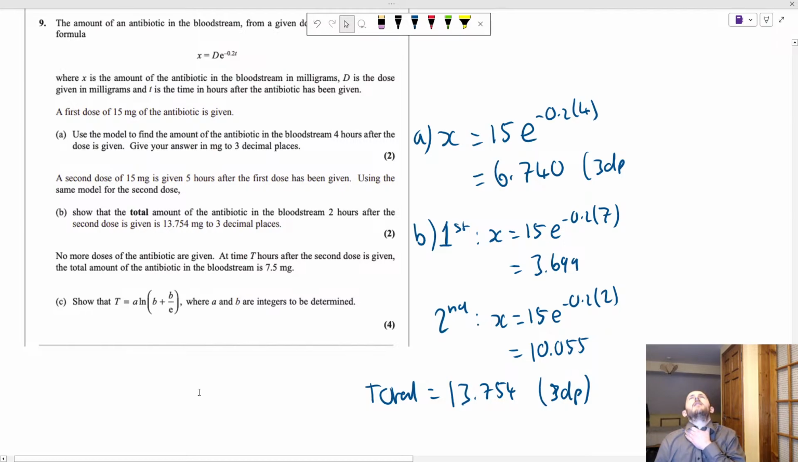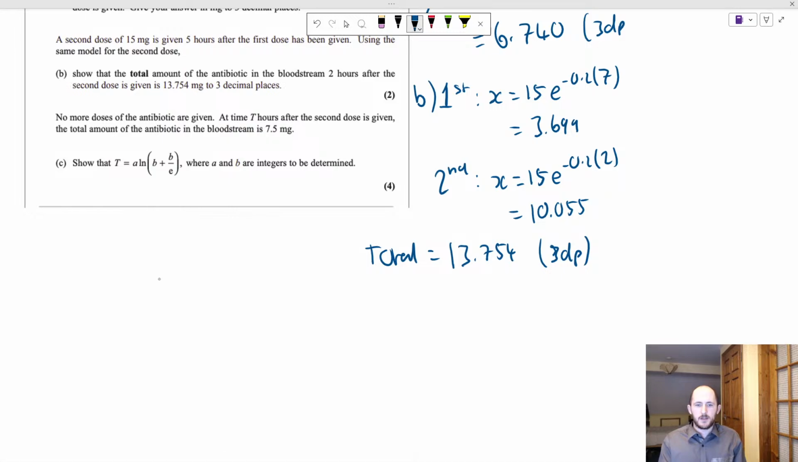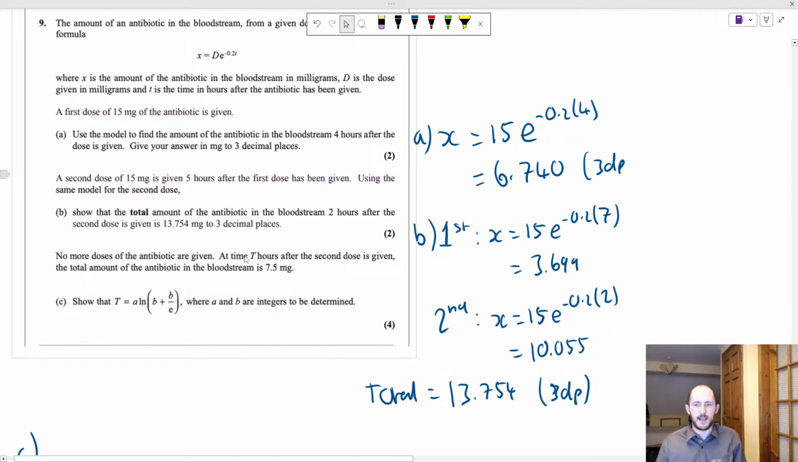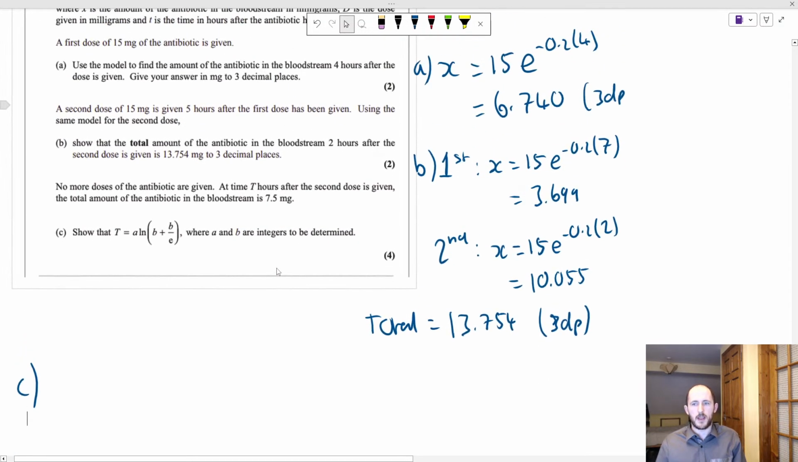Okay. So, this one's going to be interesting. No more doses are given. At time t hours after the second dose, the total amount of the antibiotic in the bloodstream is 7.5 milligrams. So, let's write this out.